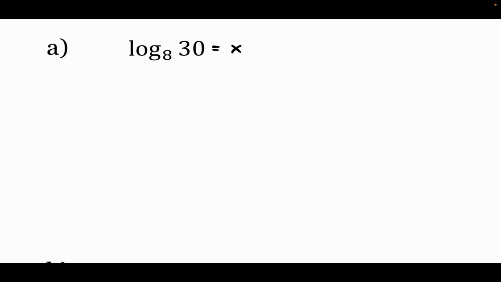So we've used the loop trick, right? Eight to what power makes 30? I know 8 to the first power makes 8. I know 8 to the second power makes 64, but I don't know what exactly is in between. So how do I do this? Well, you can't go to your calculator because it doesn't have a base of 10 or a base of e. But you can actually use your calculator. You just got to use the change of base formula.